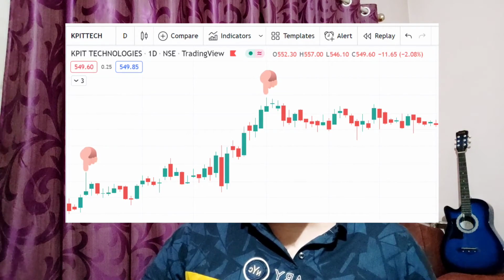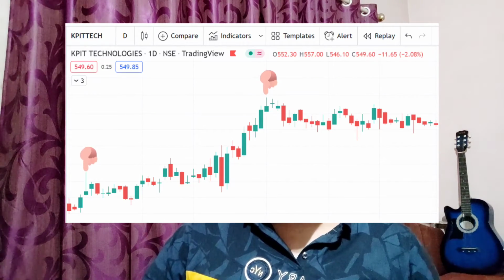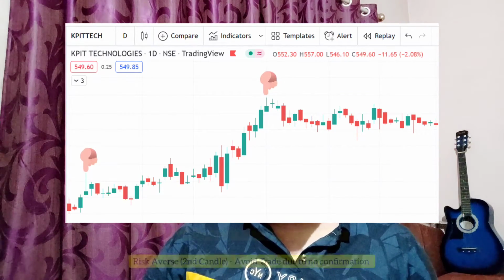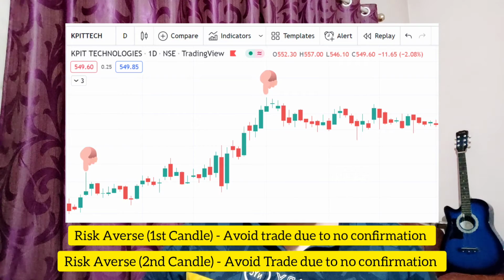But what about a risk averse trader? In the first case, a hammer is formed just after the shooting star is formed. Hence, he will definitely stay away from this since there is no confirmation. So what about the second one? In case of the second one, there is a doji and a spinning top, which again doesn't give any confirmation about the trade. Hence, he will also stay away from this.